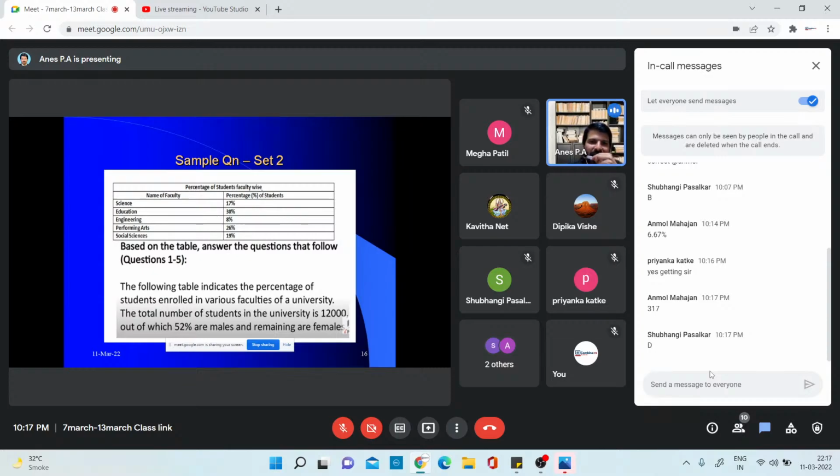Percentage of students faculty wise. There are 5 faculties, in a university or college, something like that. Here in science 17%, education 30%, engineering 8%, performing arts 26%, social science 19%. So the total number of students percentage is something like that.